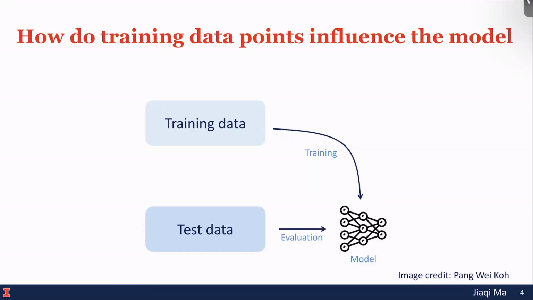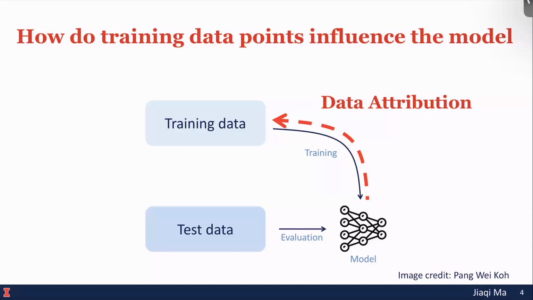Sometimes the model isn't performing well, and we want to understand which individual training data points lead the model to make this prediction instead of that prediction. This process of tracing the model behavior back to the training data points is so-called data attribution. And how can we possibly do this?